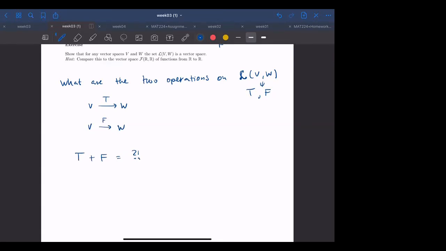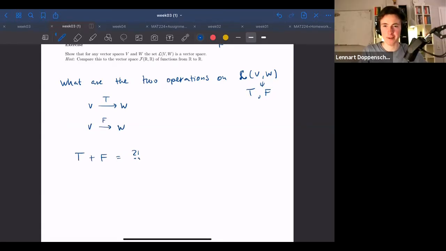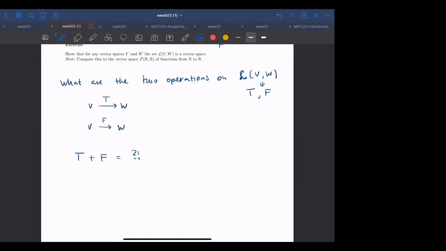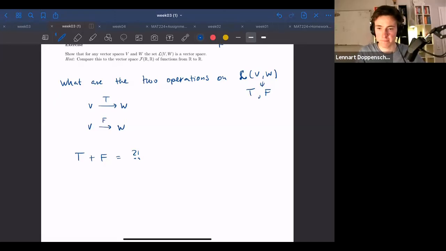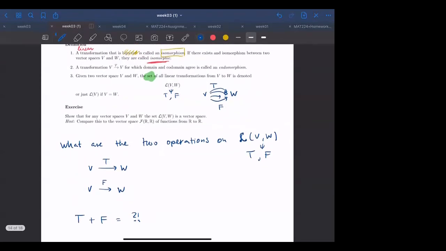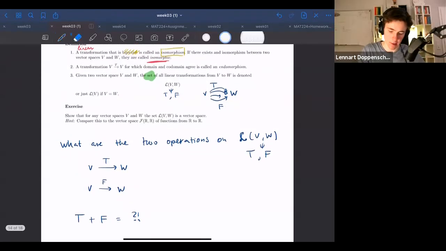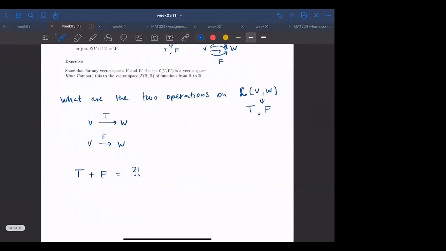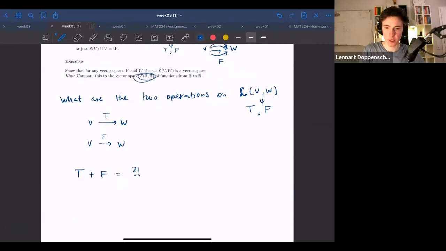Is it the sum of the two matrices that define the transformation? I have not said anything about matrices of the transformation so far. Linear, right? The transformations in L don't have to be necessarily linear? No, they are. I'm saying that they are linear transformations. Okay. But it's the same idea as for functions.